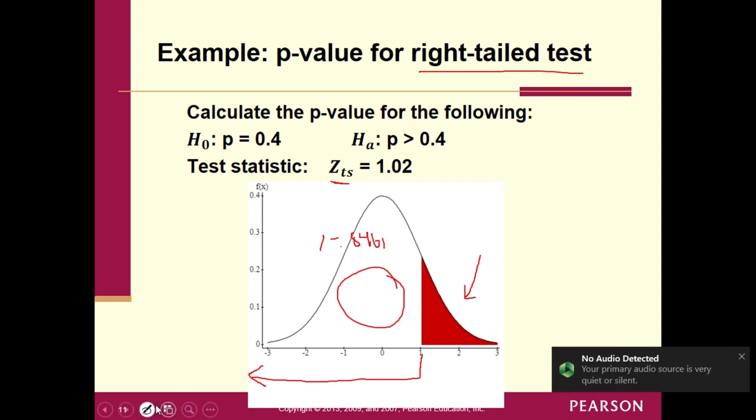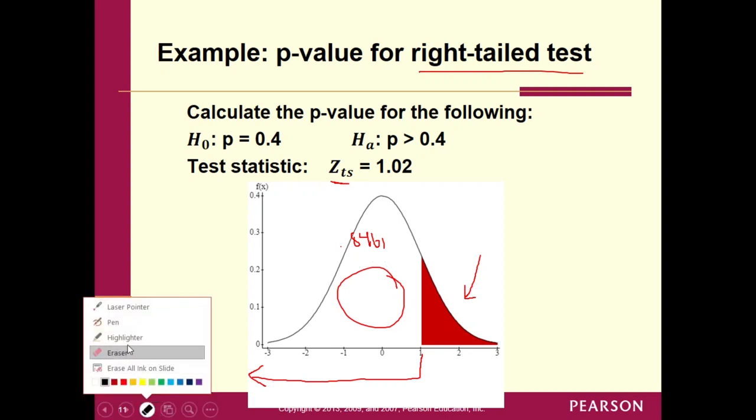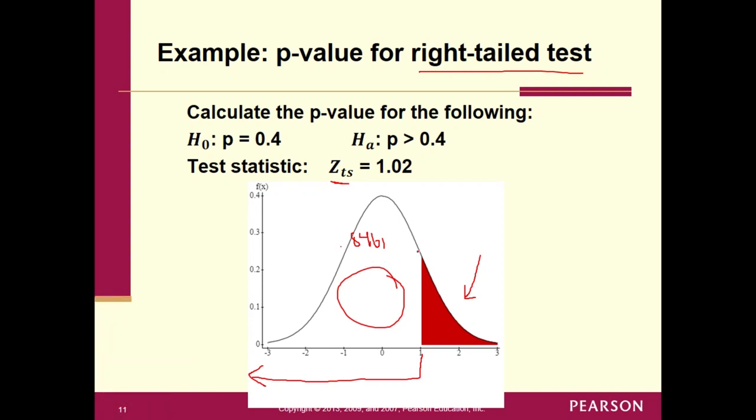Okay, so actually let me, hold on, before you do anything here. This area here is 0.8461, okay? I got a little rambunctious here, okay? So this area, this unshaded part is 0.8461. We want 1 minus that over here for our p-value, okay? So that means our p-value, if you throw that in your calculator, I think you're going to get 0.1539.